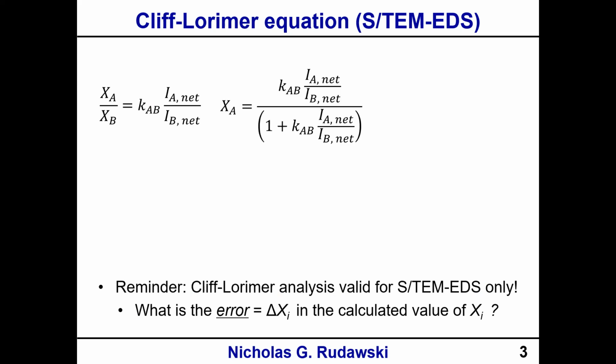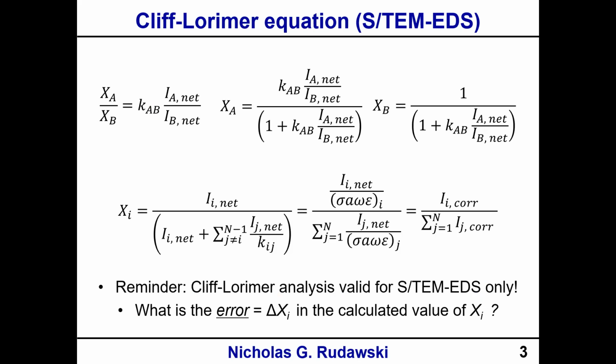This is, again, the ratio of the atomic fractions. If you do some math, you can easily rearrange this and get the absolute atomic fraction, again assuming we have only two elements, A and B. You can get the fraction of A as this, and the fraction of B as this. And you can see if I add the fraction of A to the fraction of B, I get 1, as I would expect.